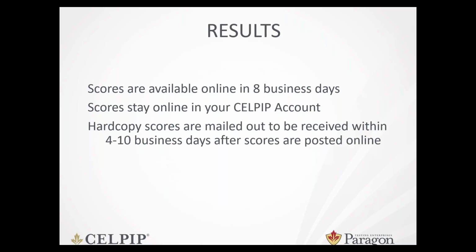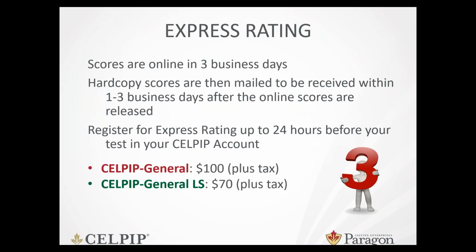Now, once your results are posted online, your hard copy official score reports are mailed out to be received within 4 to 10 business days after the scores have been posted online. That's within Canada. With international mail, hard copy official score reports by regular mail are typically received within 2 to 3 weeks of your test date. Now, if you do need the results even sooner, let's say you have an application coming up or a deadline that you're looking to rush, or you just want your results as quickly as possible, a very popular option that we have is called express rating.